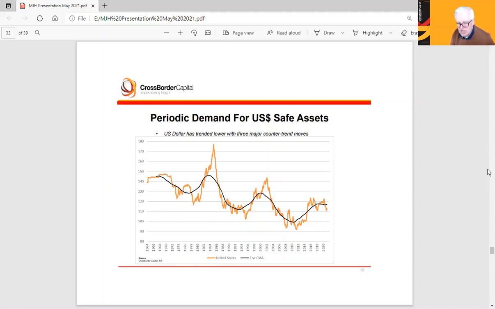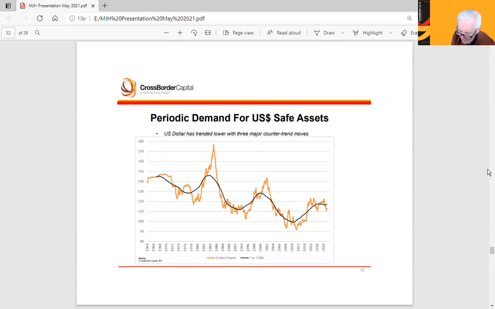This shows the long-term downtrend in the US dollar since the 1960s. And you can see on that chart 3 visible spikes. Those spikes are basically safe asset demand for US treasuries and other US assets coming from foreigners during periods of, let's say, turmoil in the world economy, or periods where capital constraints are unleashed.